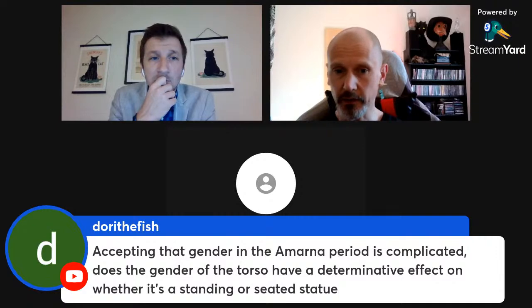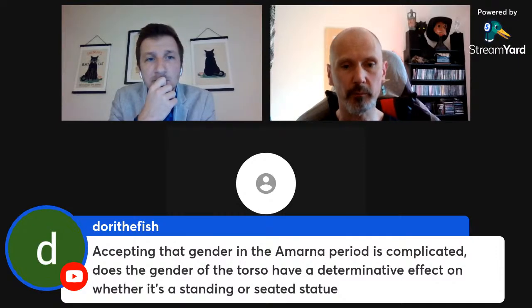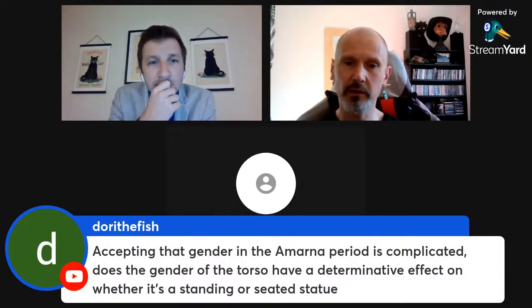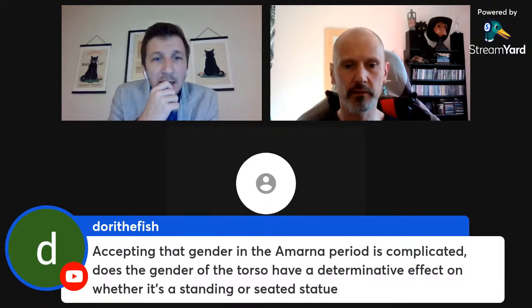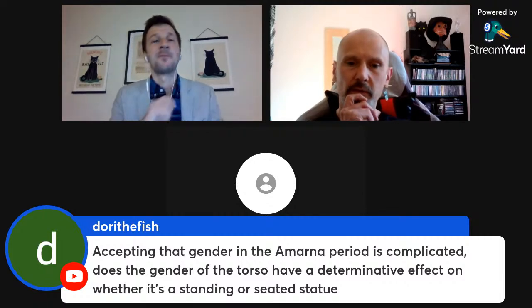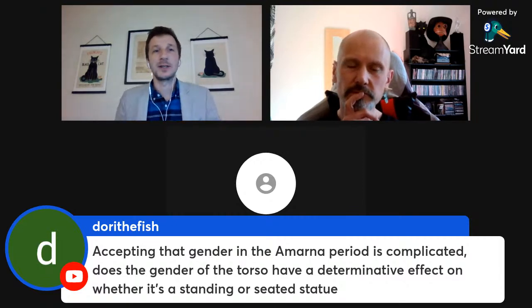We have another question from Dory the Fish, asking if the gender of the torso maybe has any impact on whether it's standing or seated. The gender of it. That is a good question.